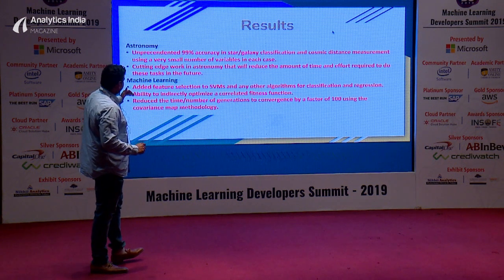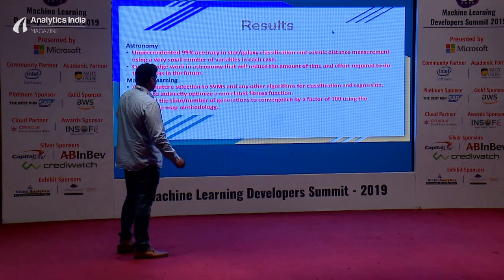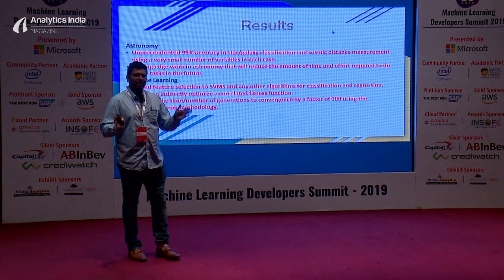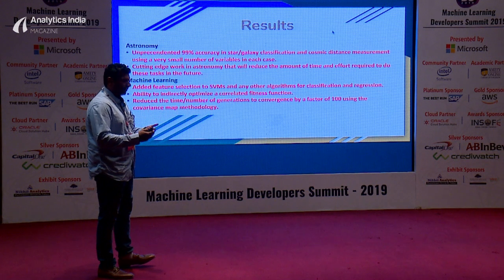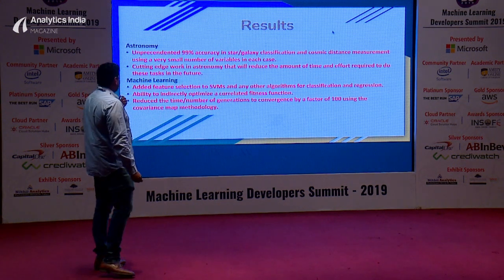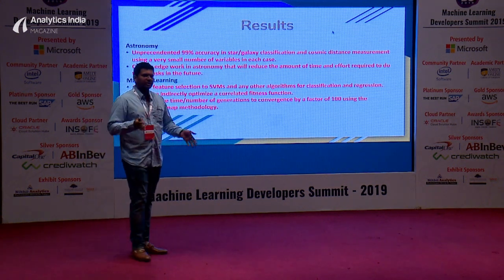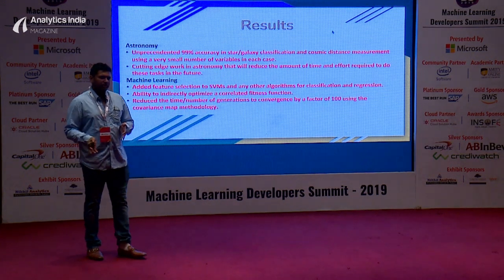The second part is the machine learning part, where we added feature selection to SVM. A lot of algorithms don't come with feature selection, so this is one way to add it on top of them. That's one. And the ability to indirectly optimize a correlated fitness function. Again, this is also quite important in a lot of cases.